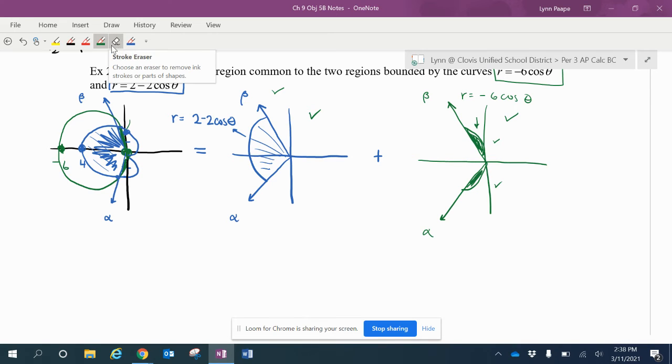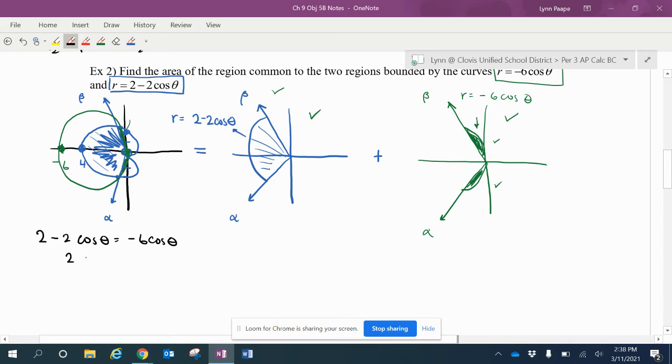So how do I find where 2 graphs intersect? I just set them equal to each other. So I'm going to take that first function, 2 minus 2 cosine theta, and set it equal to the other one, which is -6 cosine theta, and then solve for that. So I'm going to add 2 cosine theta to the other side, and then divide by -4. So -2/4 would be -1/2. And so then I just solved that on the previous problem.